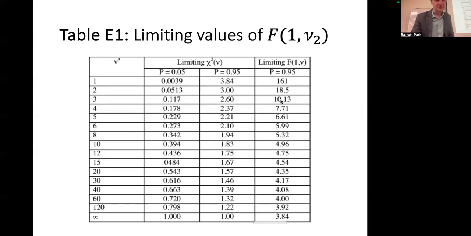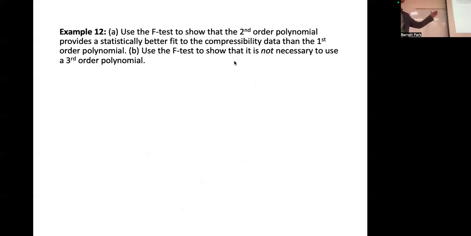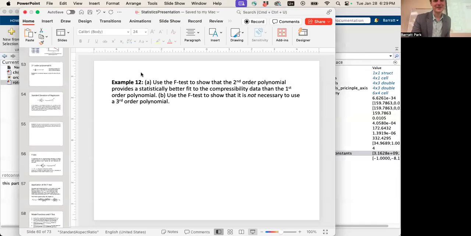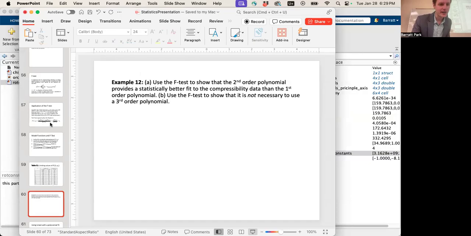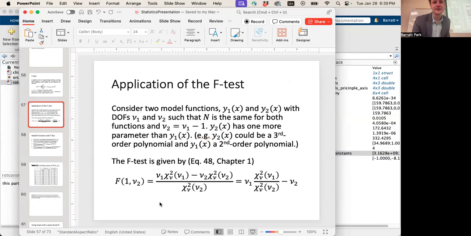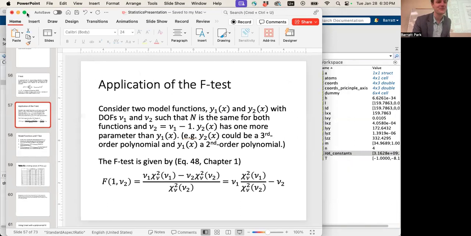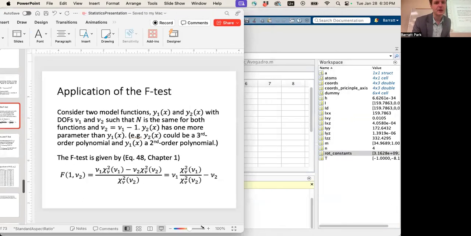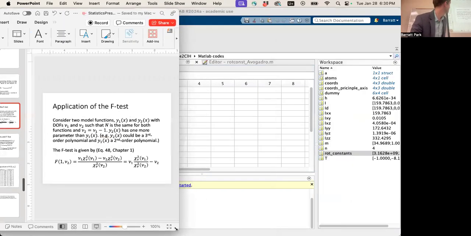Okay, so now next we're going to do an example where we perform an F test. So we're going to use the F test to show that the second order polynomial provides a statistically better fit of the compressibility data than the first order polynomial. But we're going to see that it is not necessary to perform a cubic third order polynomial fit. Okay, so let me exit the PowerPoint. I will go to this slide that has the equation that we're going to use to calculate F. And let me make this a little bit smaller. Okay, I think that's still big enough for you to see.